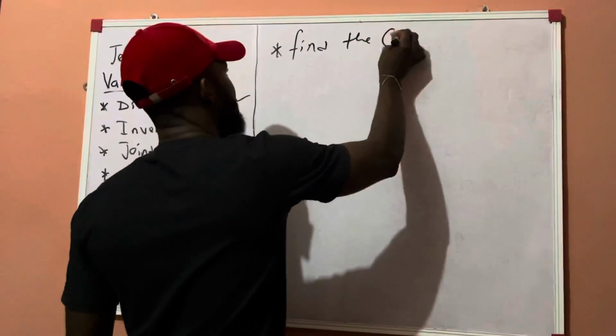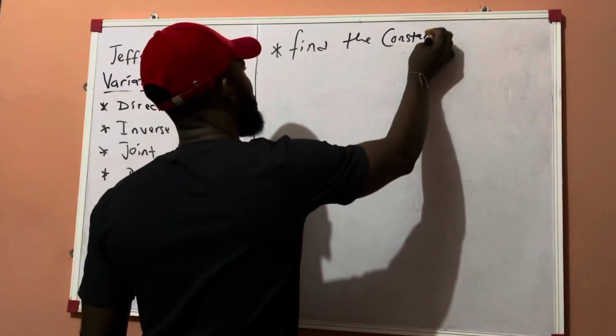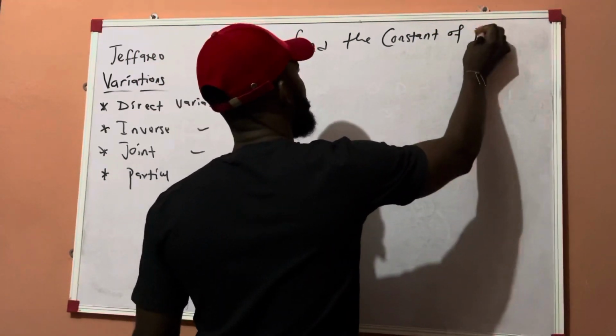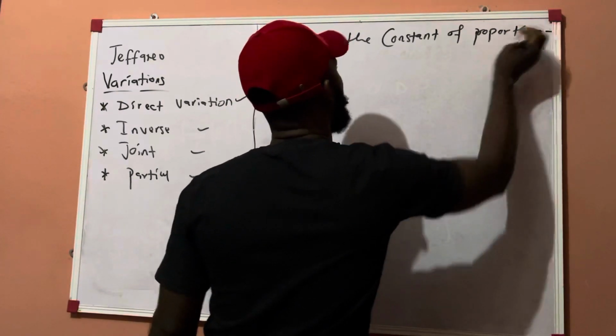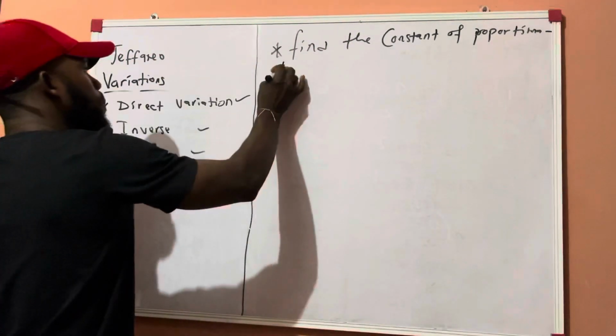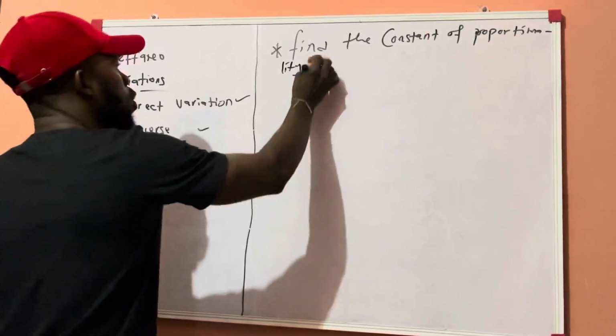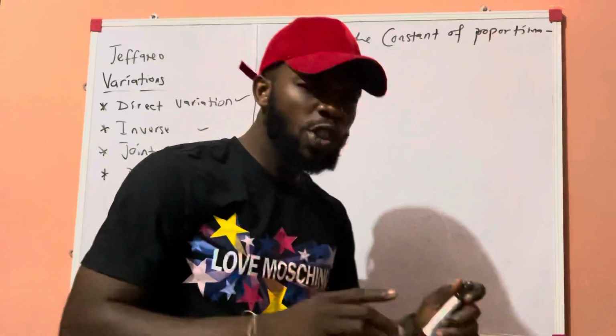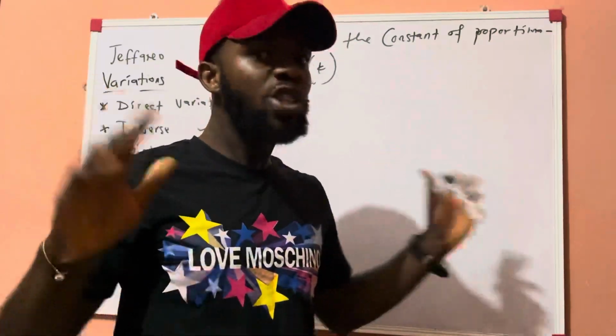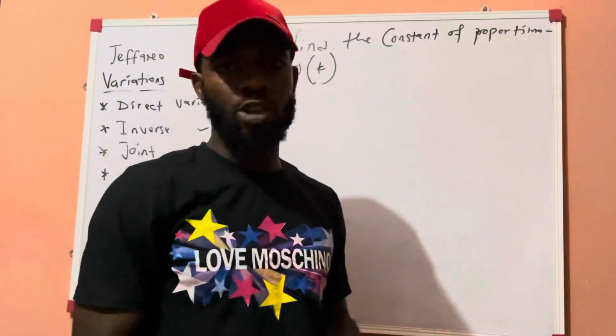the constant of proportionality, which is represented by the letter K. That is the first thing you look for. Even sometimes they won't tell you to find K, which is the constant, but you must find the constant.